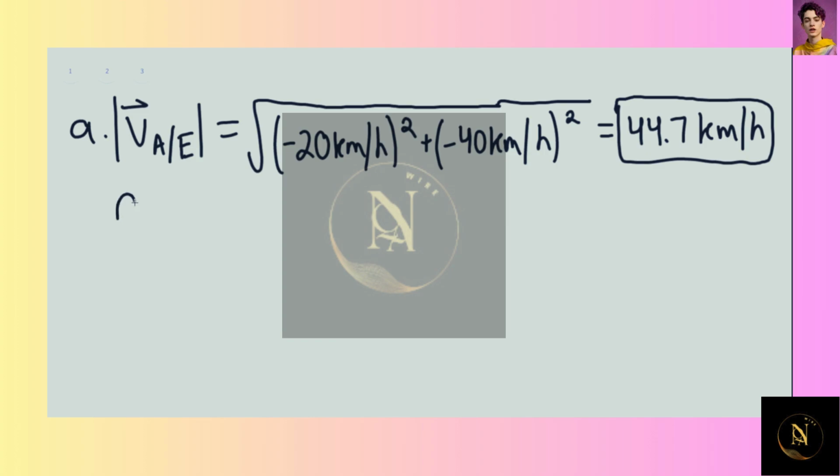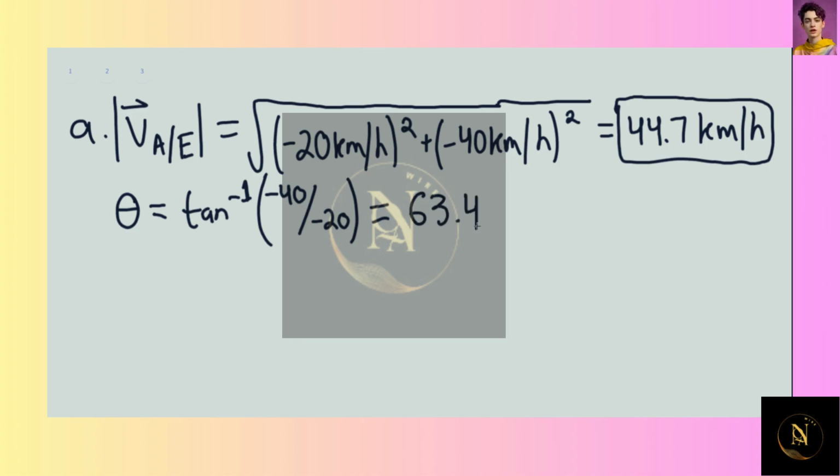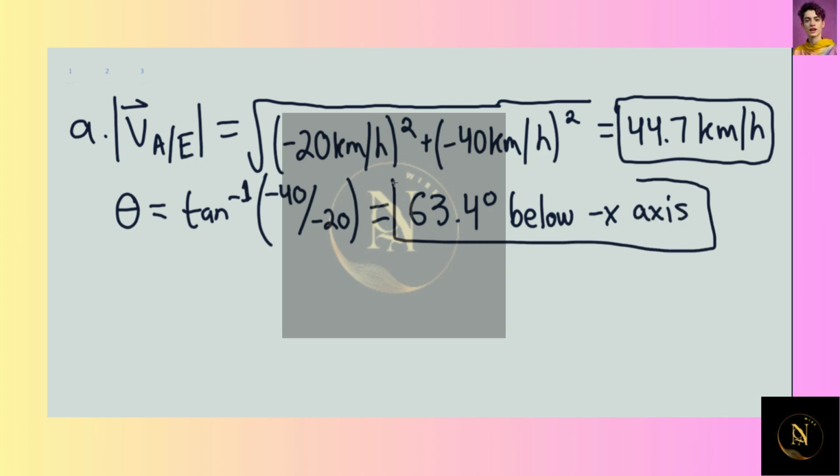Now for the direction, we can say theta would be arctan of the y component, negative 40, divided by the x component, negative 20. And so this would be arctan of 2. This gives us 63.4 degrees. And we have a negative x component, so this is in the third quadrant, below the negative x-axis. This would be our full direction for the wind velocity for part A.